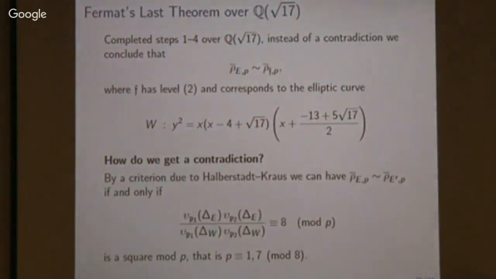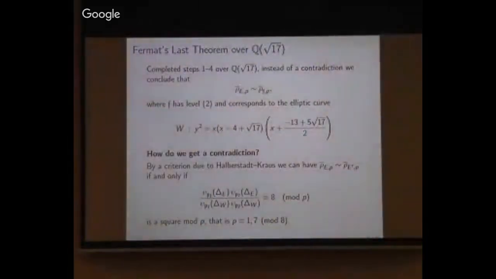Turns out that there is a somewhat technical criterion due to Halberstadt and Kraus that basically says that we can only have this congruence if certain valuations of the discriminants of these two curves, the Frey curve and the obstruction, satisfy the fact that this quotient is a square modulo p. But we can compute this quotient, and it's 8 modulo p. And 8 is only a square modulo p when p is congruent to 1 or 7 modulo 8.